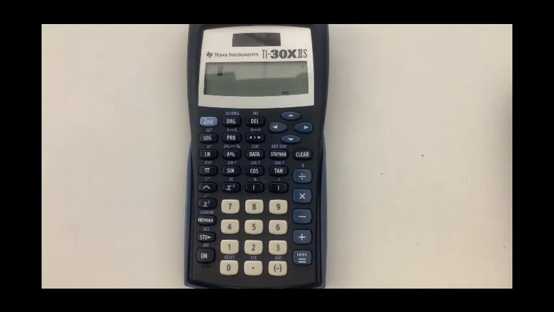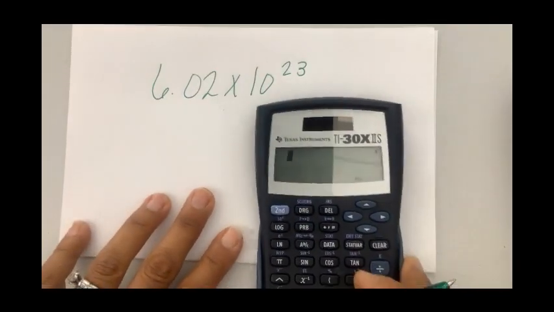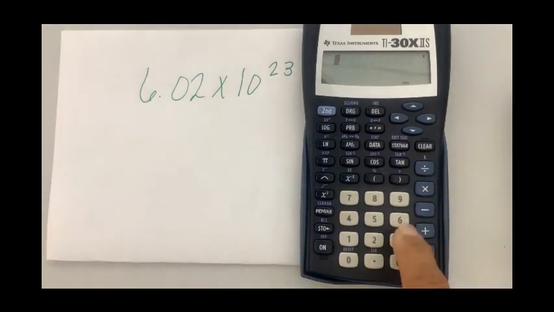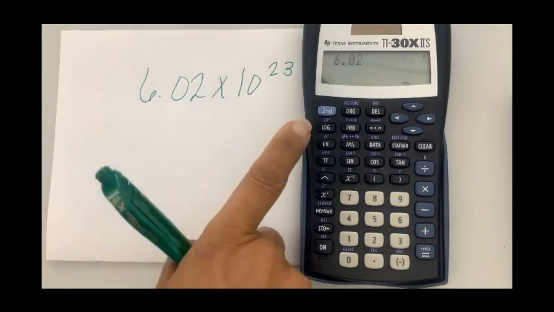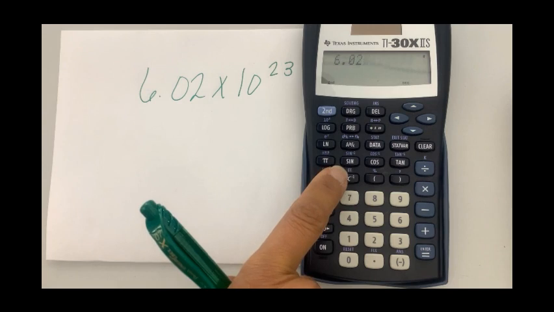And the way that you would input scientific notation on this calculator, for example, if I wanted to put in this number here, 6.02 times 10 to the 23rd. The way that I would do this is I would first type in the numbers left to right, 6.02. And then I would choose this second function, second, and you're looking for this EE right here, okay?